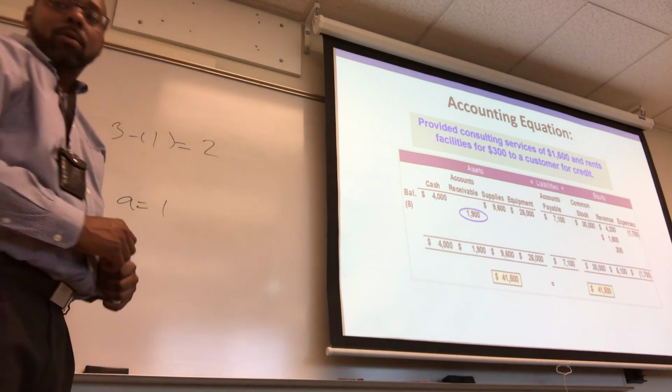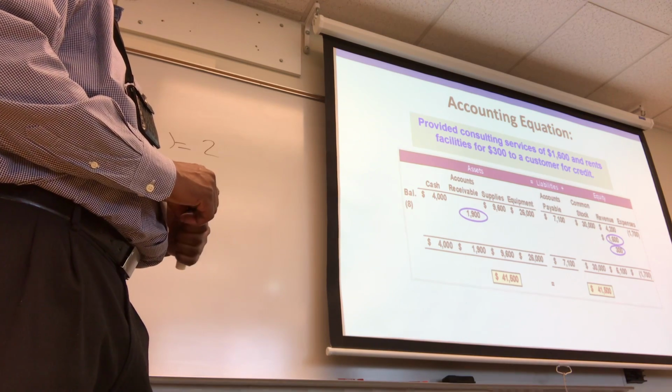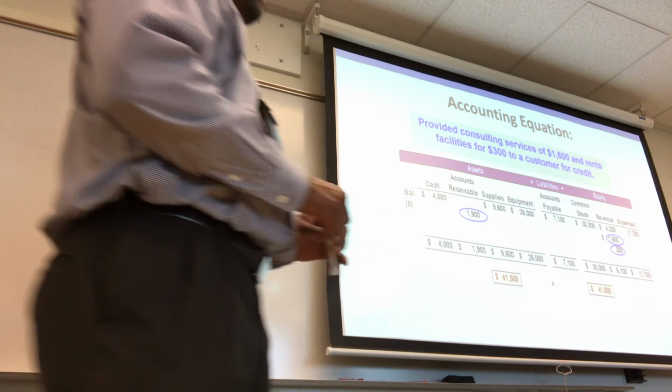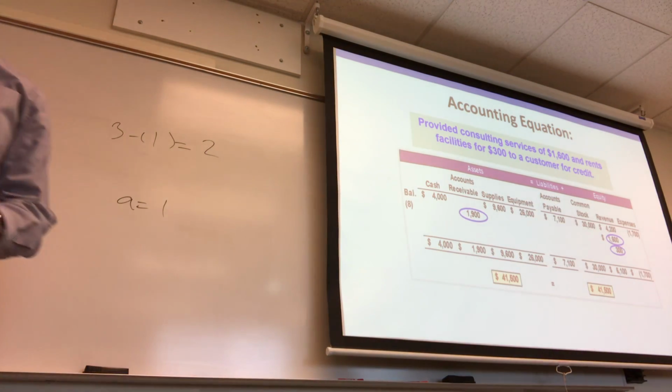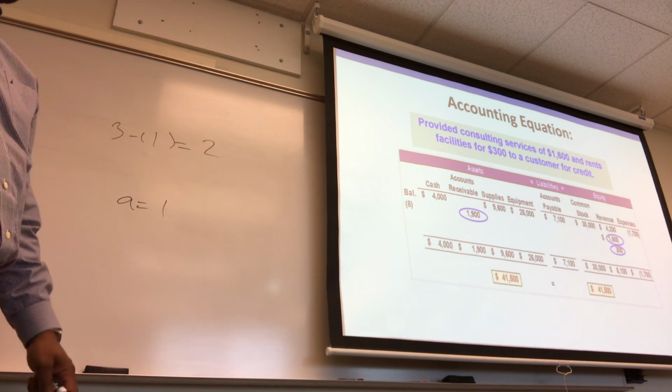That's what it looks like on the equation, right? So we increased our assets, our accounts receivable, and we increased our revenues. And our equation is still in balance, 41,500.